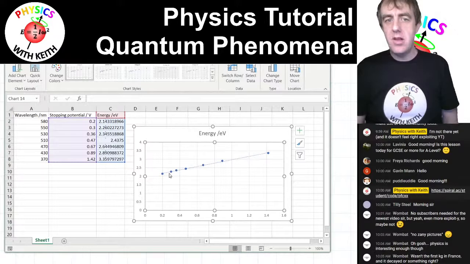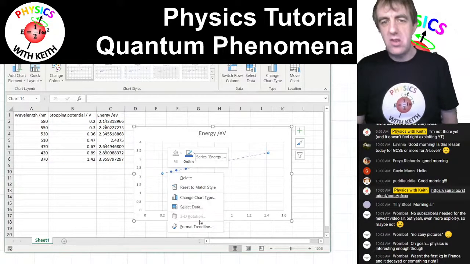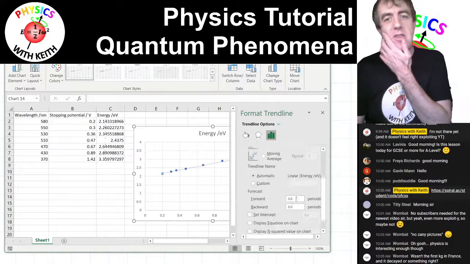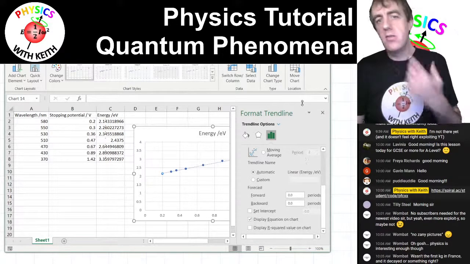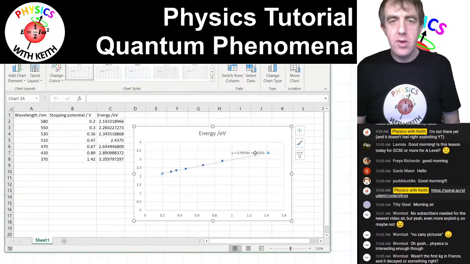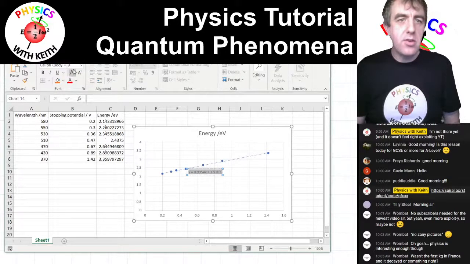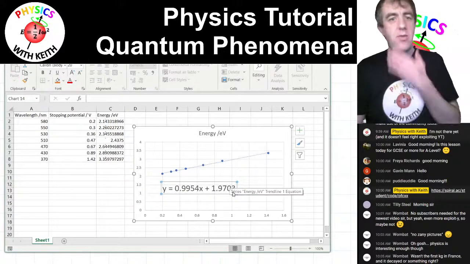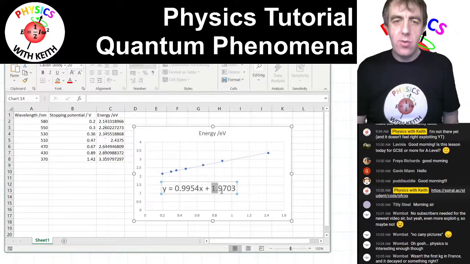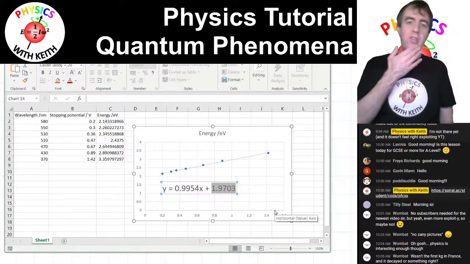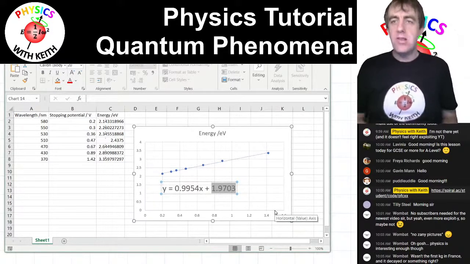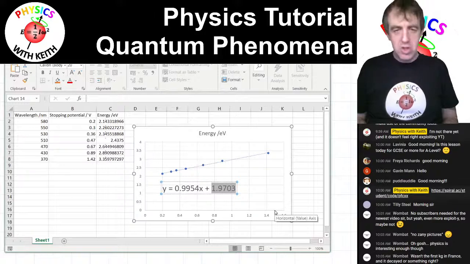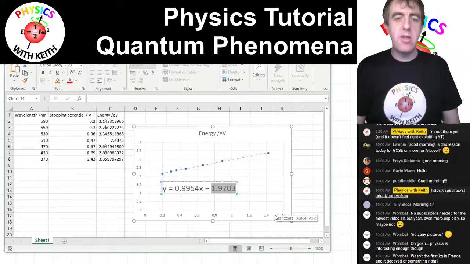And now if I extrapolate that line back, and actually I can cheat with this because I could just go into Format Trendline and say, show me what the equation is. There it is. So the gradient should have been 1. It's come out at 0.9954. Okay, that's not bad. To 2 significant figures, that's 1. And the y-intercept is my work function, which was in electron volts, 1.97 electron volts. Mission accomplished. And I could do that again with the other metals.